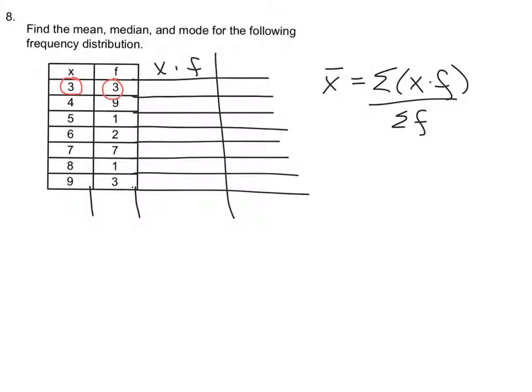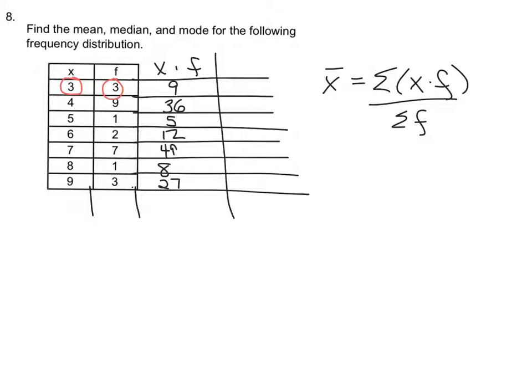So first we have 3 times 3, which is 9. 4 times 9, which is 36. And then 5 times 1, which is 5. 6 times 2, which is 12. 7 times 7, which is 49. And 8 times 1, which is 8. And lastly, 9 times 3, which is 27.